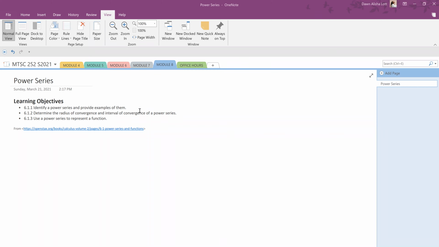In this section, we're going to identify what a power series is and provide some examples of them. Determine the radius of convergence and interval of convergence of a power series, and use a power series to represent a function. So we're only going to be talking about specific types of functions for this particular power series, and then we'll go on to more power series representations of functions in section 6.2 and 6.3.